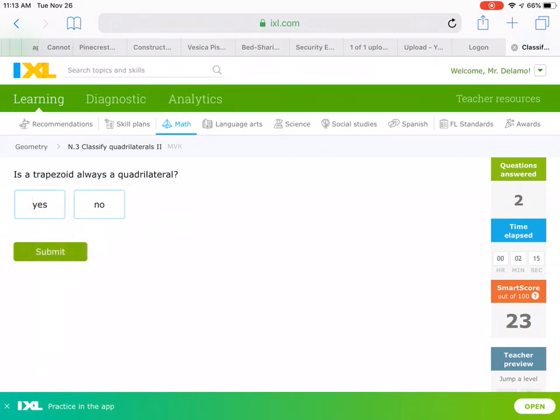All right, is a trapezoid always a quadrilateral? What does it take to be a quadrilateral? You need four sides. I'm sorry, you just have to have four sides. So yeah, a trapezoid has four sides. Okay, is a parallelogram always a square? To be a square, you need to have all four sides congruent and all four angles to be 90, but parallelograms don't necessarily have that. So this is a no.